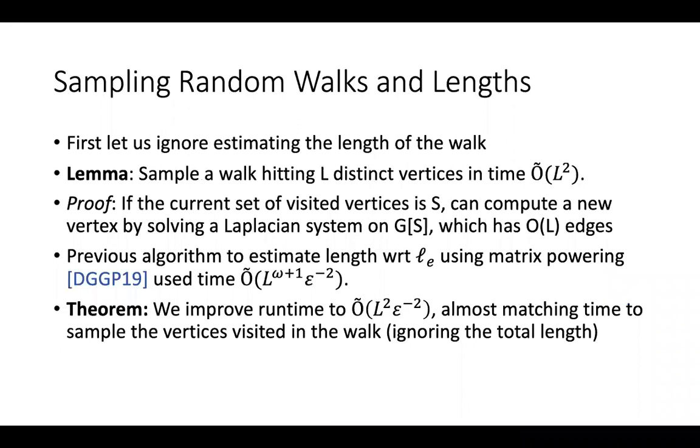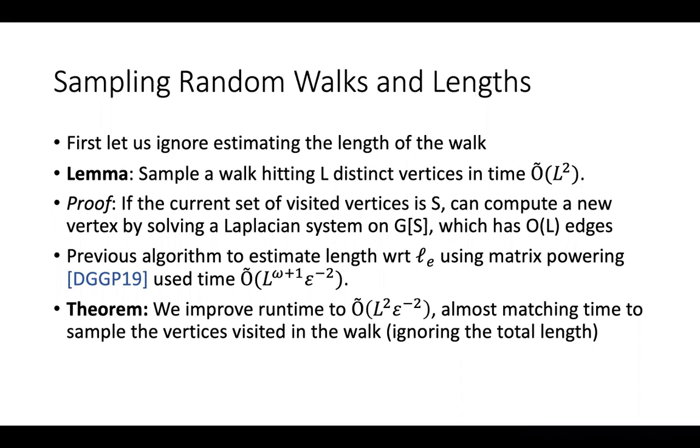Just to build some intuition, I'm going to explain some observations from previous work. First, let us ignore estimating the length of the walk, and just focus on how we find a walk that hits L distinct vertices, and what those vertices are. I claim we can do this in time L squared, basically.